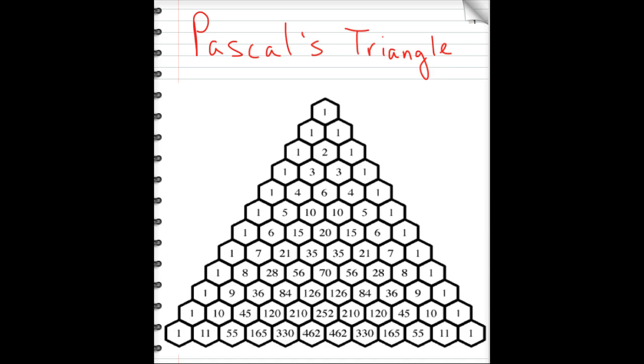Today's video regards Pascal's triangle and some applications of it. What you see in front of you is called Pascal's triangle. It consists of rows and columns, all starting with 1. And what we're going to do first is I'm going to show you a little bit how you can generate it from scratch.